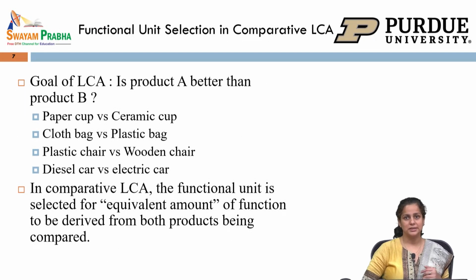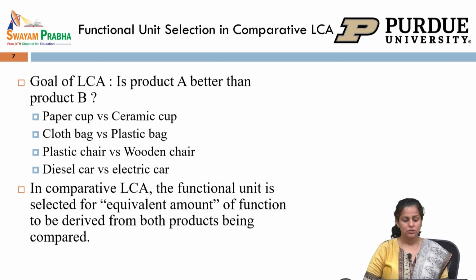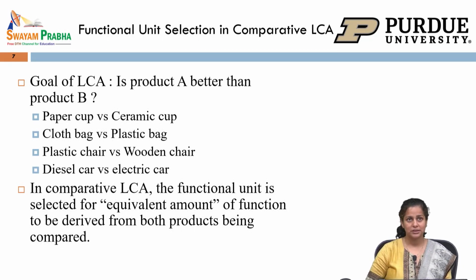So, I will show an example and it will become clear. So, let us say the goal of my LCA in a comparative LCA is: is product A better than product B? Some examples of two products could be paper cup versus ceramic cup, cloth bag versus plastic bag, plastic chair versus wooden chair, and diesel car versus electric car. So, whenever you are doing this comparative LCA, the functional unit is selected for an equivalent amount of function to be derived from both products being compared.